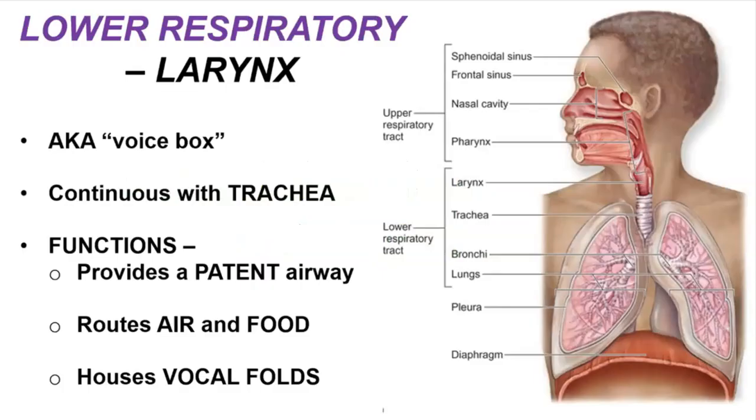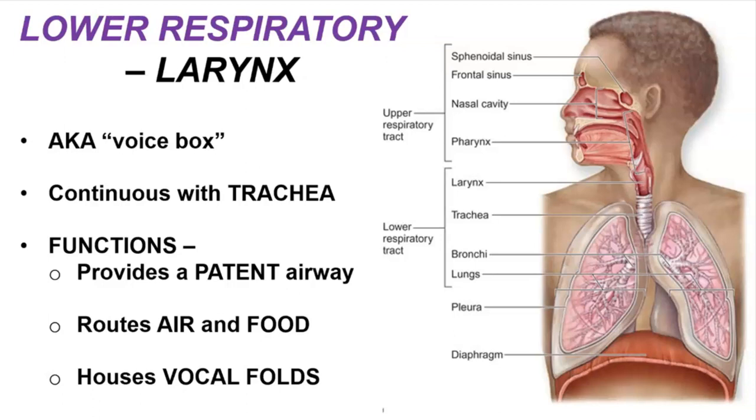So first we'll examine the larynx. The larynx, also known as the voice box, is a structure that is situated between the pharynx and the trachea. And the larynx is continuous with the trachea that's underneath it. It functions to provide a patent, or constantly open, airway that remains open even during the pressure changes that occur during breathing. It also functions to route air and food in their proper directions.